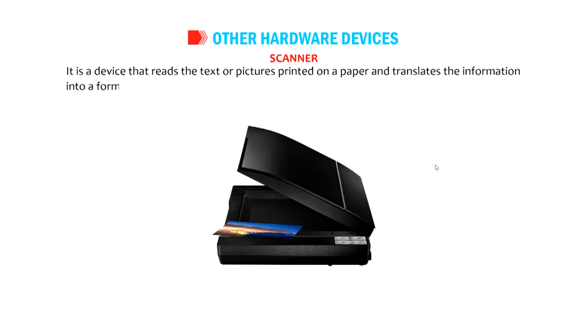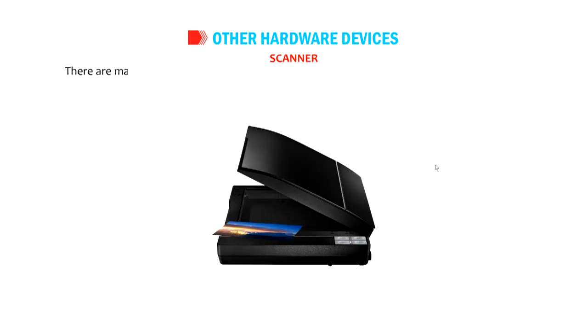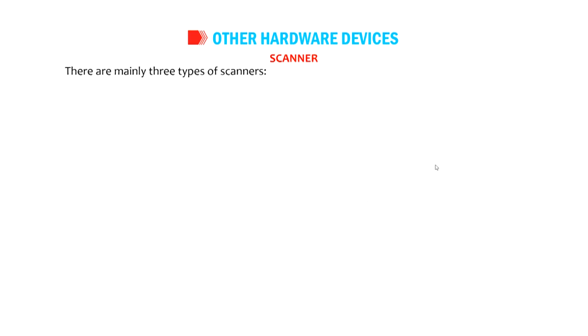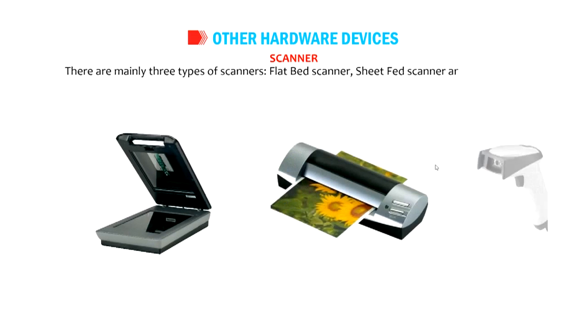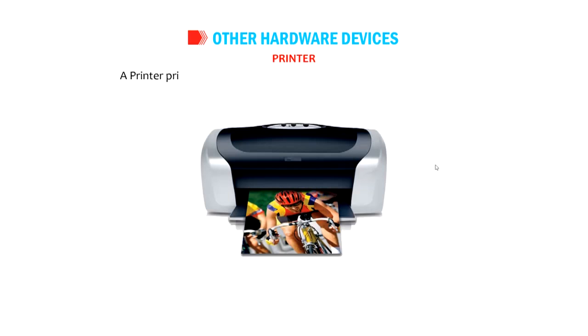a form that only a computer understands. There are mainly 3 types of scanners: flatbed scanner, sheet-fed scanner, and handheld scanner. Printer. A printer prints the output you see on the computer screen on paper. The output printed on paper is called hard copy.